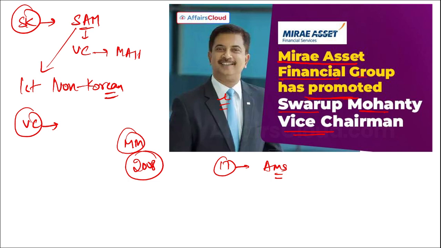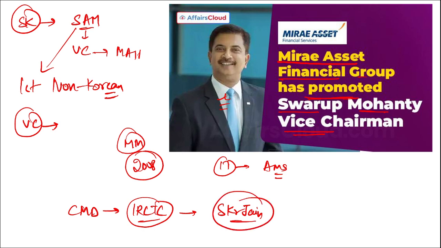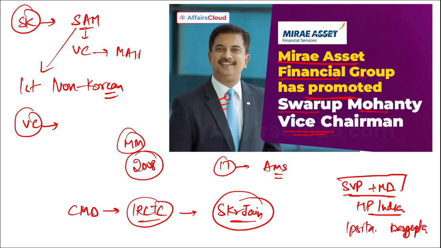Next thing, remember, if asked who has been appointed as the chairman and managing director of IRCTC? Sanjay Kumar Jain. Then who has been appointed as senior vice president and managing director of HP India? Ipsita Dasgupta. Right? Ipsita Dasgupta has been appointed as the senior vice president and managing director of HP India. Who has been appointed as MD and CEO of Kotak Mahindra Bank? Ashok Vaswani. Ashok Vaswani has been appointed as the MD and CEO of Kotak Mahindra Bank.